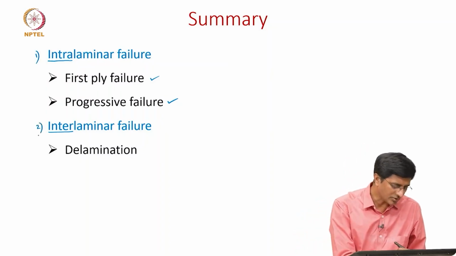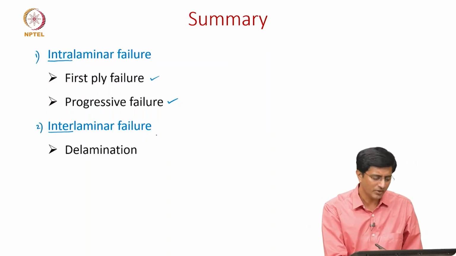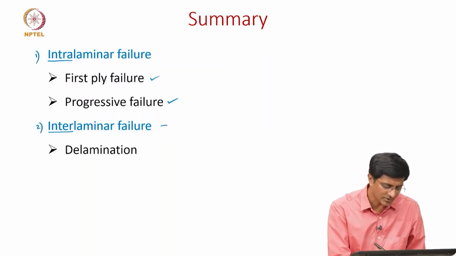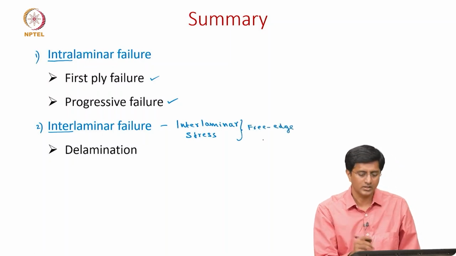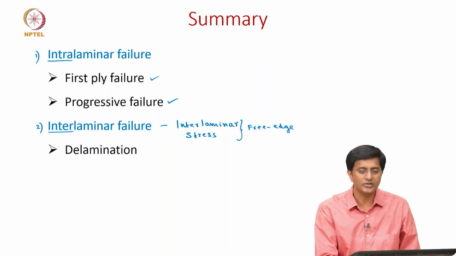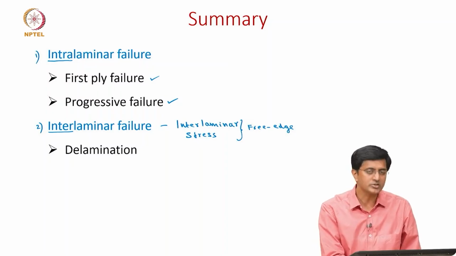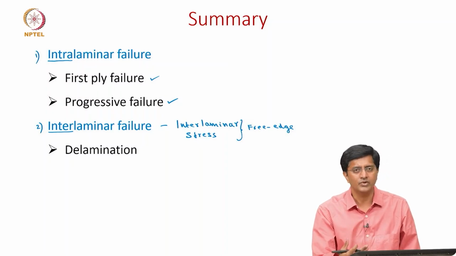And lastly, we also discussed this interlaminar failure, where we discussed it is mostly because of the stresses. So we said these interlaminar stresses usually build up at the free edges. So these interlaminar stresses, when they build up at the free edge, they are prone to failure. When these stresses are beyond a threshold value, they open up or delaminate, which we are now calling the free edge delamination. And we also looked at the other ways in which delamination occurs.